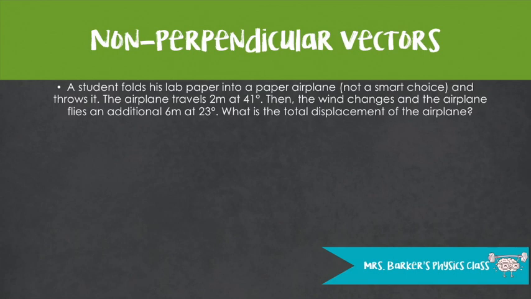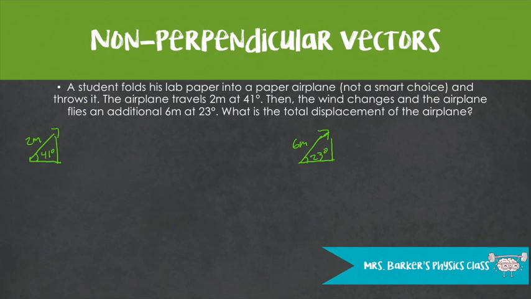Okay, so I'm going to start by drawing two different triangles. I'm going to start with a 2 meter at 41 degrees. And then 6 meters at 23 degrees. Okay. So for each of these, I'm going to find the x and y component. Then I'm going to add my x's, add my y's, and draw a third combined triangle. So let's look over here at this triangle first.